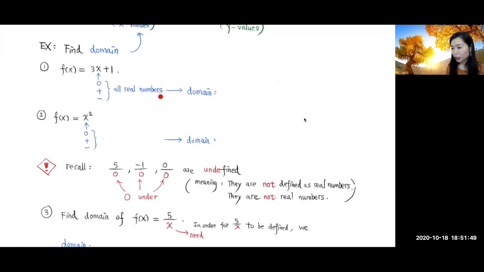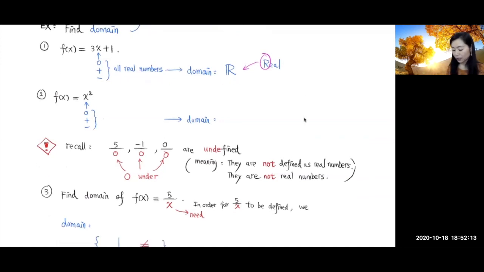Now we have a notation for all real numbers. It is R with a double bar over here. Notice that real numbers start with R. So we just take the R and we put a double bar over here. So this stands for the set of all real numbers.